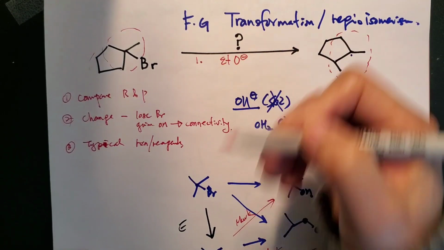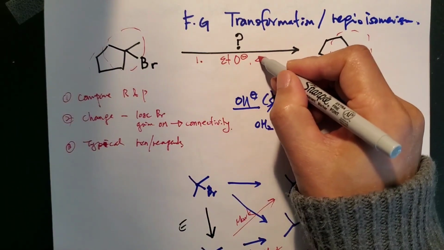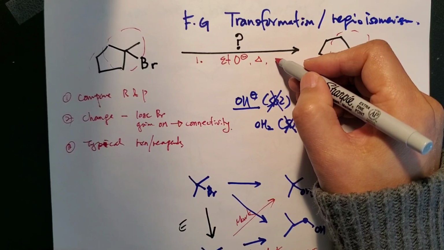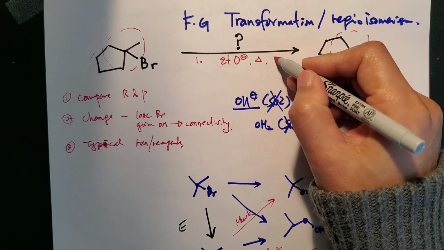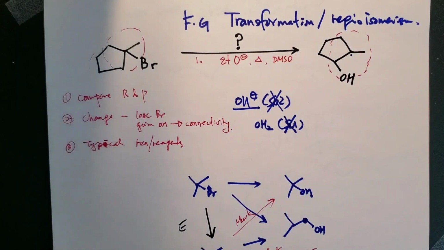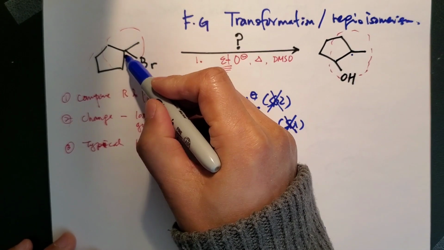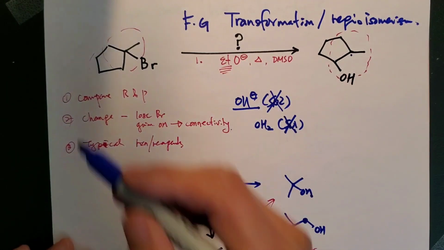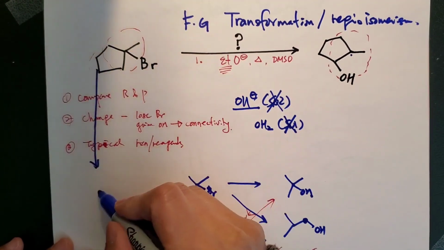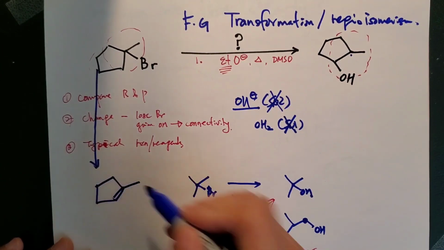Then you need a strong base. Well, sometimes heating helps, and a polar aprotic solvent such as DMSO works well for E2. So there you will form a double bond, but you need to form not the Hofmann product. So that's why I want to control the size of the base. Hofmann product will give you the double bond here, but I want the double bond there, so I want the Zaitsev product. So if you perform that, you get this double bond.